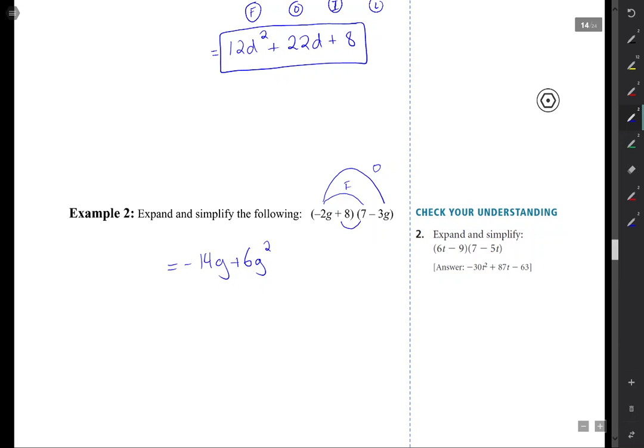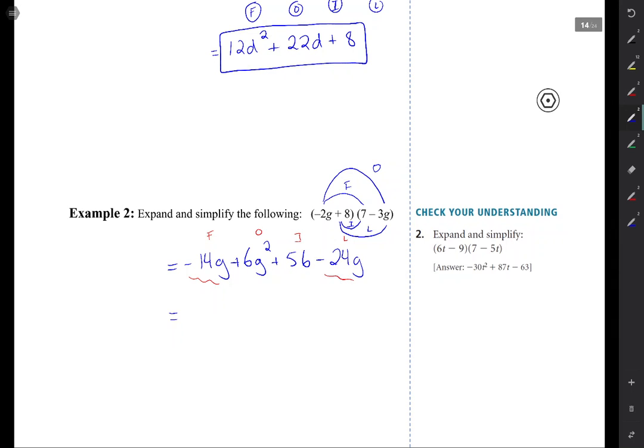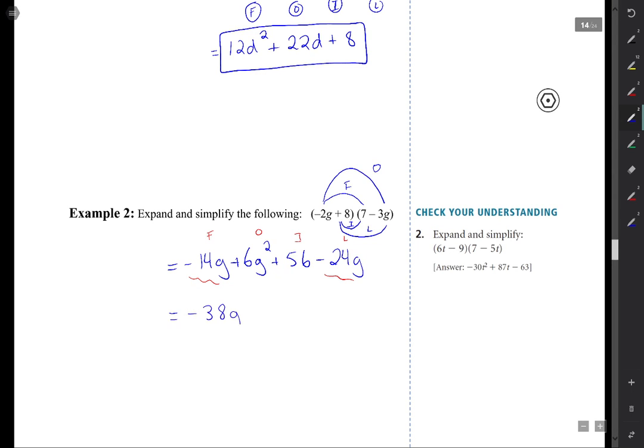Next, let's do the inside terms. 8 times 7, that gives us 56. And finally, the last terms. 8 times negative 3g, that would give us negative 24g. And now let's combine like terms. So if you notice here, we got this and this that are like terms. So negative 14g minus another 24g, that would leave us with negative 38g. Then we have plus 6g squared and then plus 56.